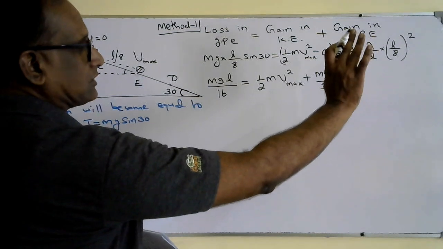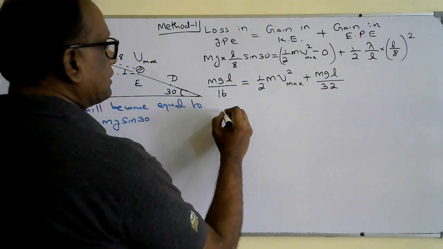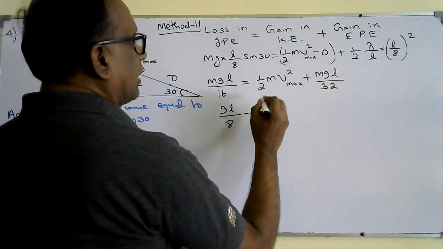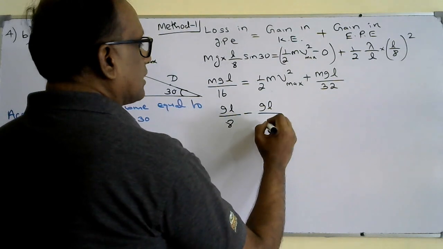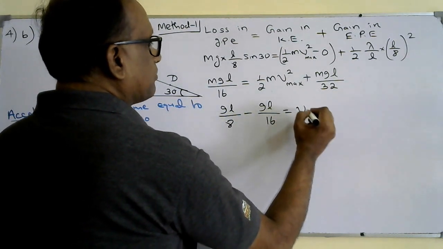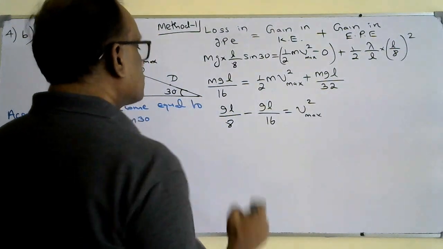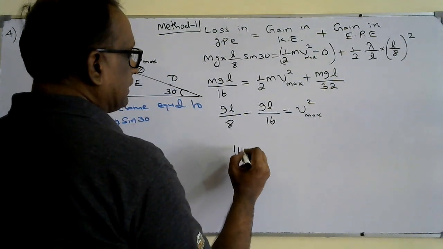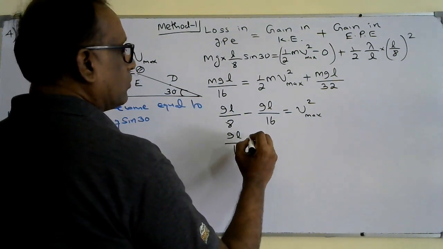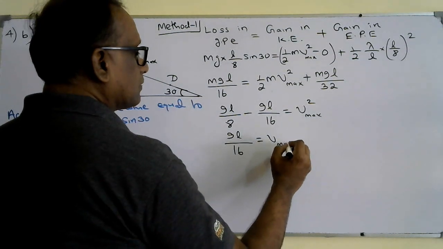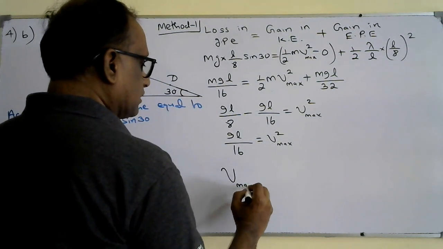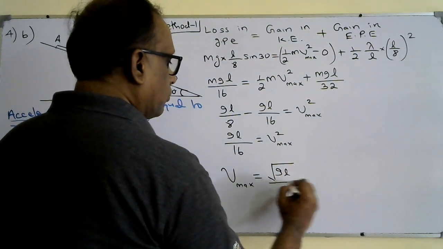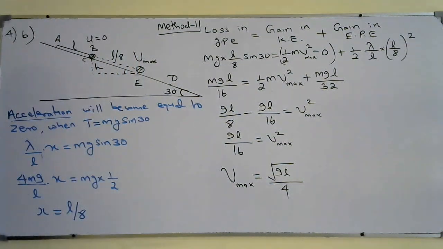We can even multiply the whole equation by 2. All the m's get cancelled. So gL over 8, minus gL over 16 when brought to the left, equals V max squared. 16 is the LCM, so that is 2gL minus gL over 16. So V max is equal to the square root of gL over 16, that is, the square root of 1/16 of gL. That's the answer.